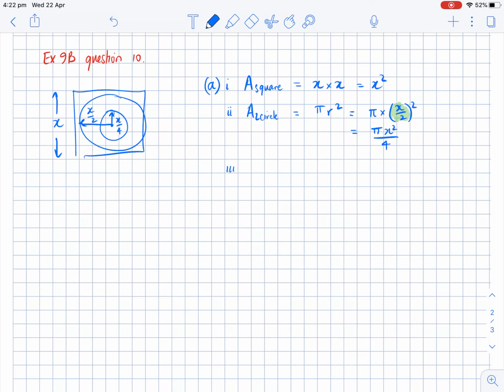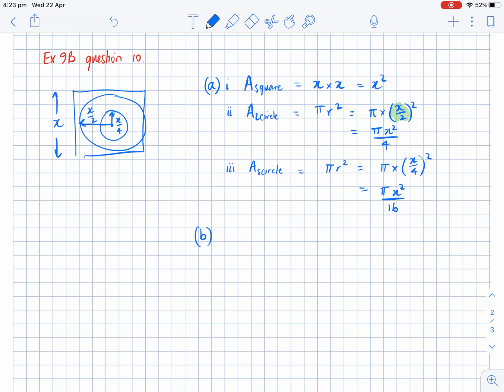And then part 3 is I want the area of the small circle. Now same deal, it's pi r squared. In this case it's pi times x on 4 squared. And same deal as before, I square the x, I square the 4, and I get these 3 expressions for the areas. Alright, part B.